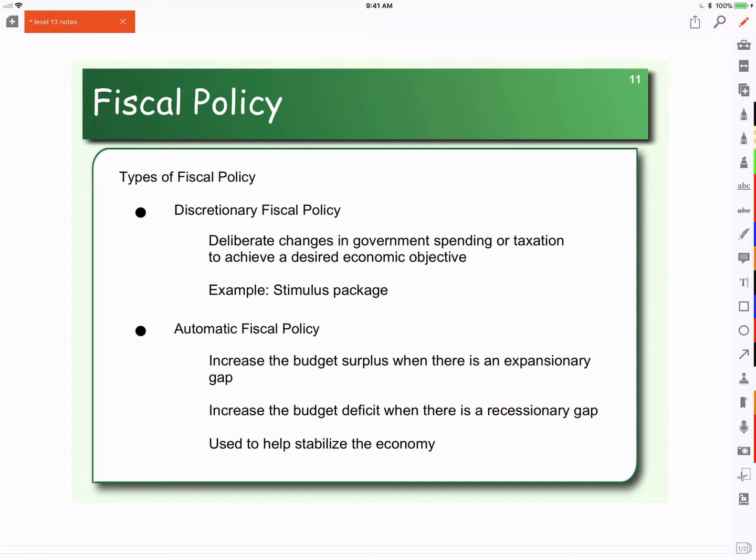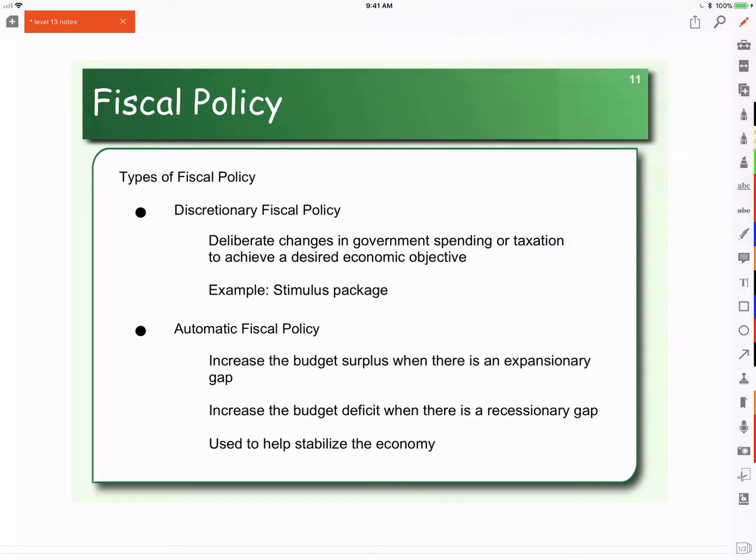be used. There is discretionary fiscal policy and automatic fiscal policy. Discretionary fiscal policy is deliberate changes in government spending or taxation to achieve a specific outcome. So it's deliberate. It's at someone's discretion. Automatic fiscal policy are procedures that are put in place to automatically occur to help smooth out the business cycle. That is, when things are bad, we make it not as bad, and when things are good, we make it not as good, just to kind of level it out so we don't have too much inflation or too high of unemployment. So we're going to look at each one of these, and let's start with discretionary fiscal policy.